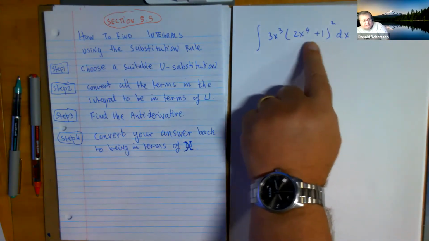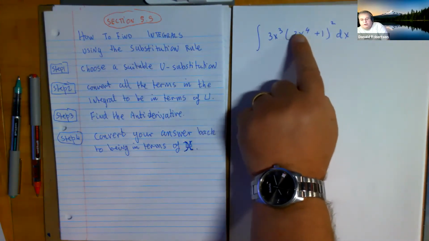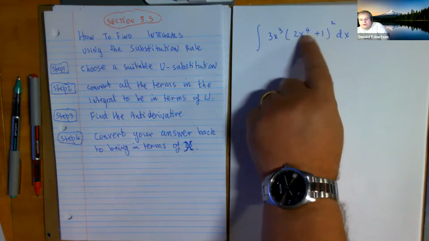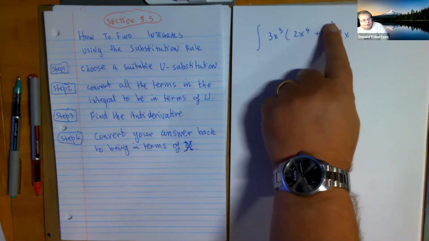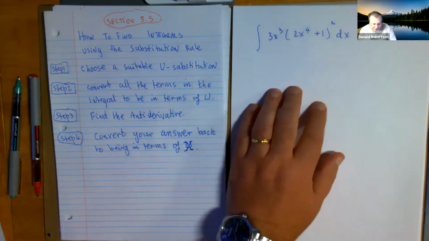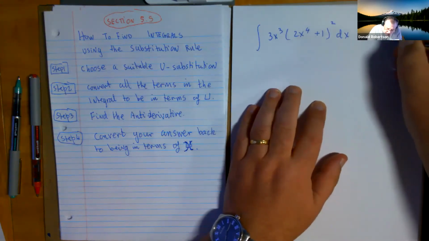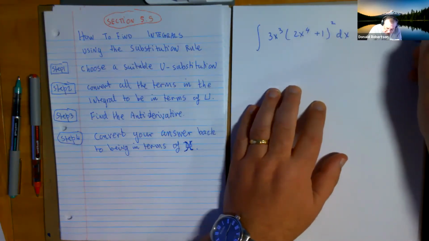If you ever see an integral where there's a bracket with some stuff in it and it's squared or it's cubed or it's fourth, like we have here, choose as your U sub the guy inside the bracket.